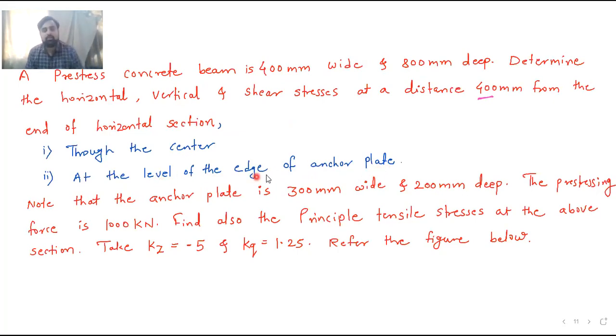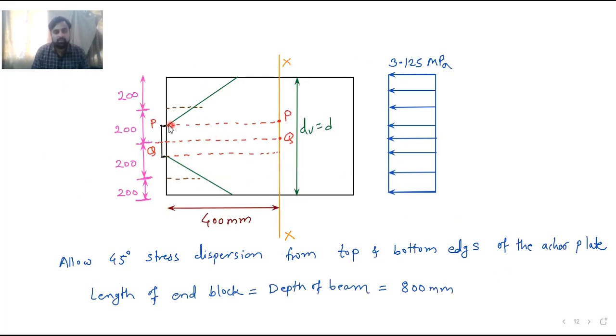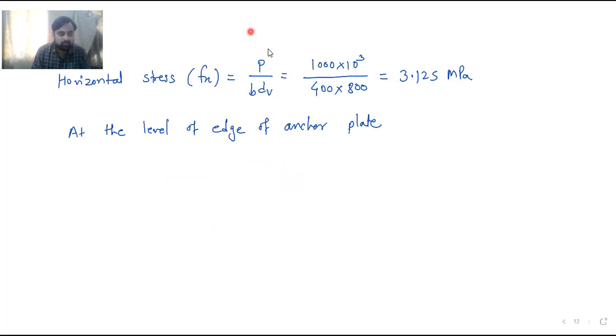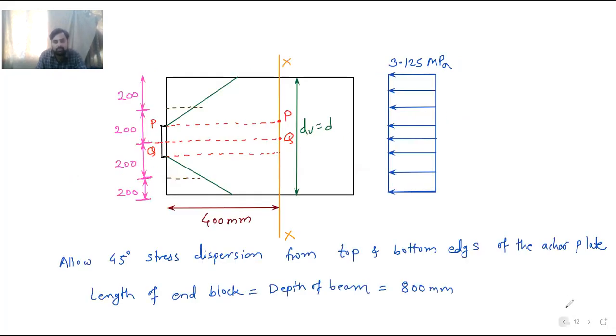At the level of the edge of anchor plate means what? This section PP, which is at the end edge, that we are going to consider. Now the analysis of that. Here I will write in brackets section PP. So second point we are doing earlier. Okay, so now I will calculate the moment M. What is the moment now? Here, about this section, I want the moment.